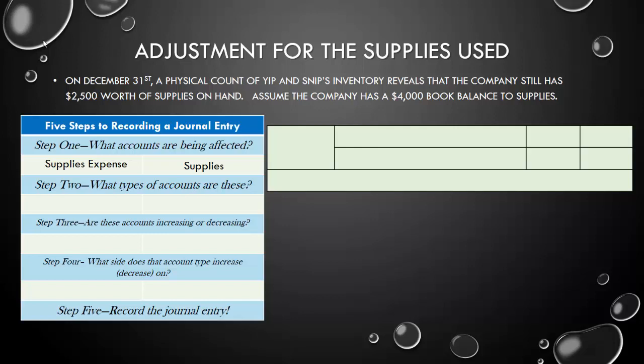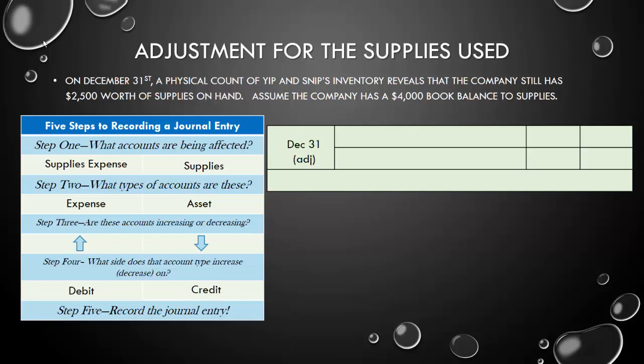What type of accounts are these? Supplies expense is an expense. Supplies is an asset. Supplies expense tracks how much supplies we've used during the period. Well, it's got to be going up. And supplies is how many unused supplies we have that can be used later on. Well, we used some of them, so that has to be going down. Expenses increase with a debit. Assets decrease with a credit.